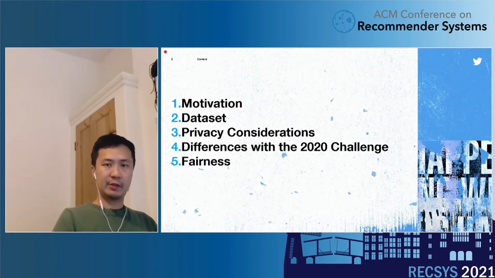So in this presentation, much like last year, I'll spend 10-15 minutes to talk about why we're doing this, what we put into the dataset, our privacy considerations, what's the main difference between this year and 2020, and how we put fairness into the final metrics. I will leave plenty of time for questions, so ask anything about the challenge or Twitter's recommender system if you're interested.